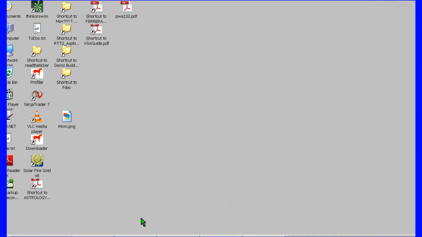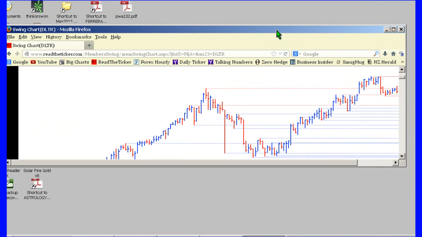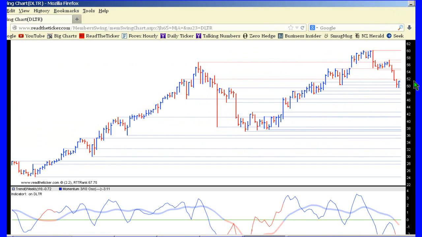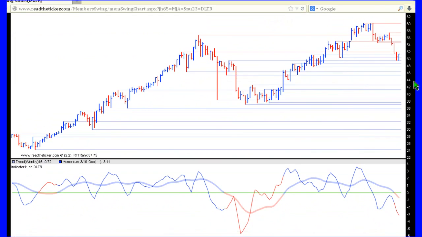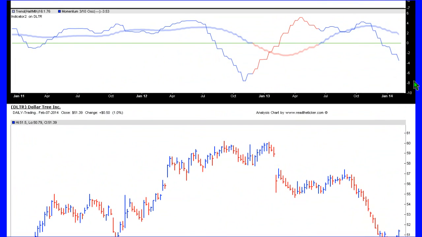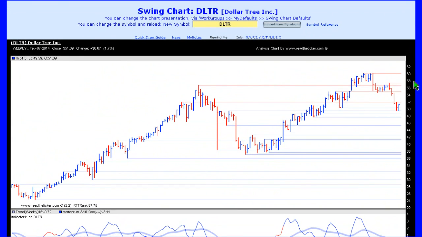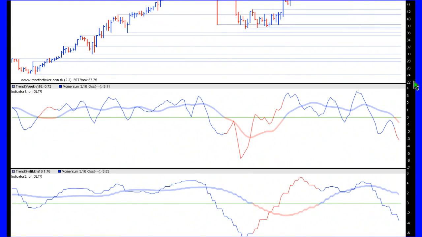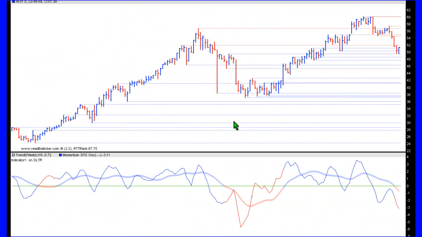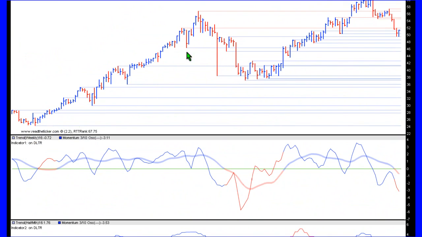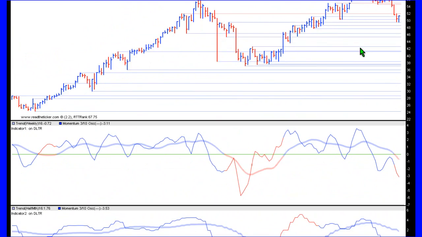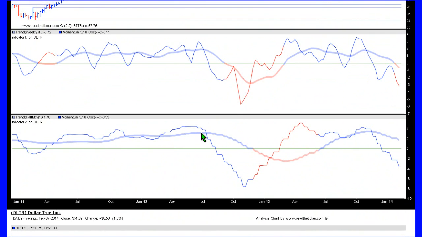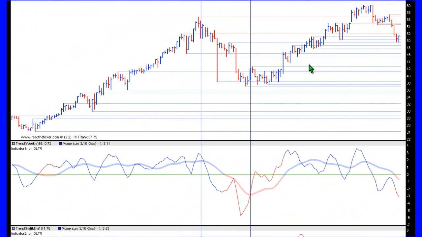So let's have a look at another couple of charts. Here we have Dollar Tree, I think it is. A weekly. As you can sort of see, we've got a straight line up in the price action. Gann angles will show that it was pretty strong. Then we had a bit of a momentum crash. Didn't really turn around till then.